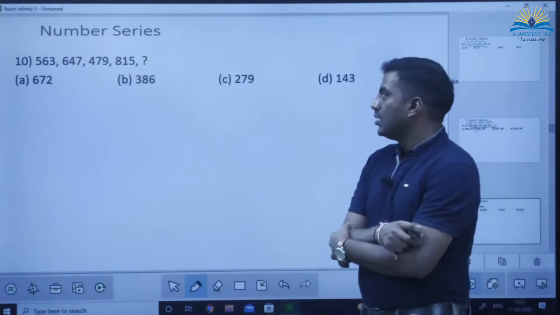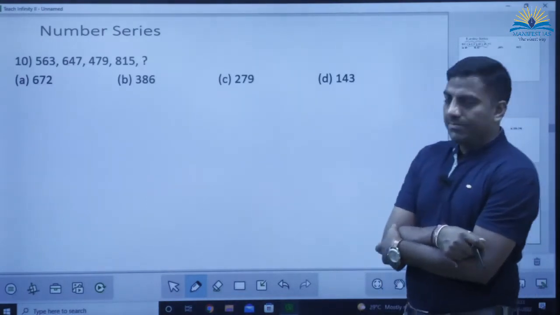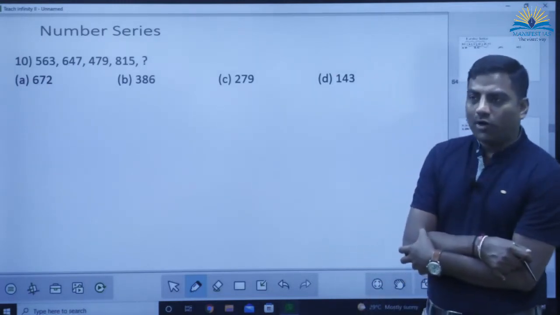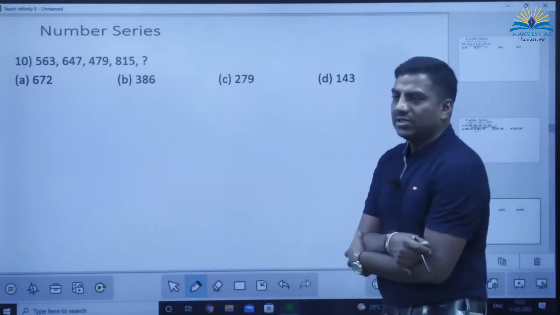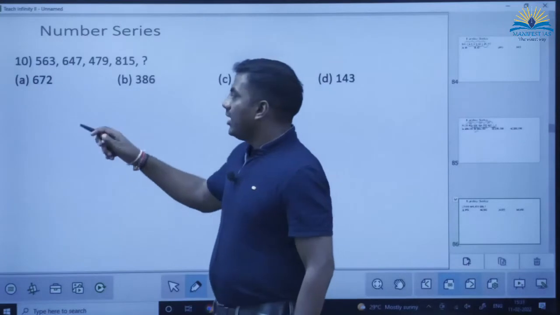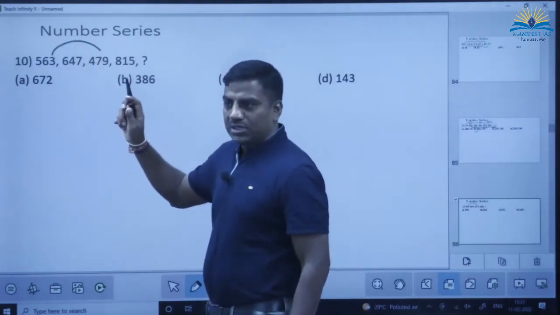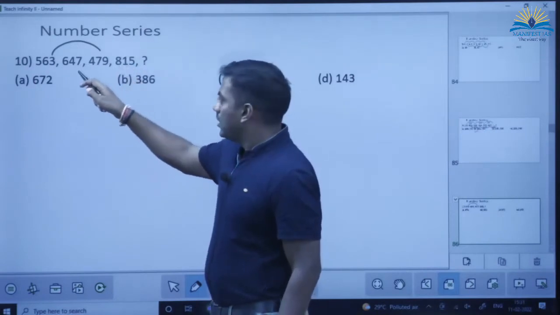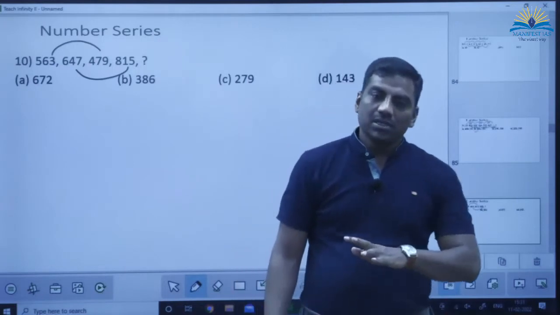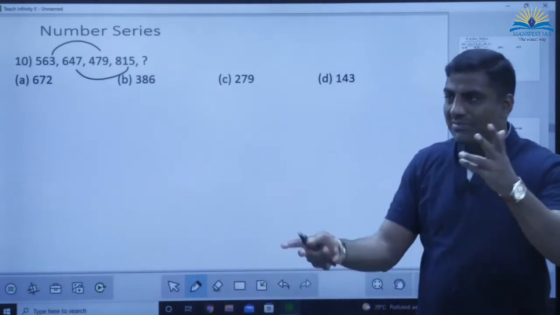Next. 563, 647, 479, 815. Again there is a rise, dip, rise. You can go for alternative number here, but there is one caution. Because we have only 2 elements, no? If we go for alternative numbers, we get only 2 elements here. Here also 2 elements. Only with 2 elements, we cannot find any pattern. Only with 2 elements, it can be anything, no?